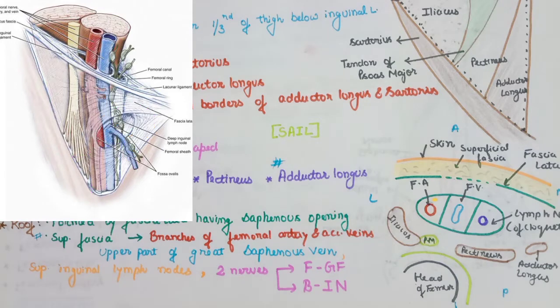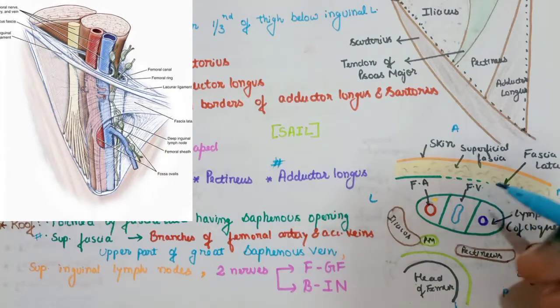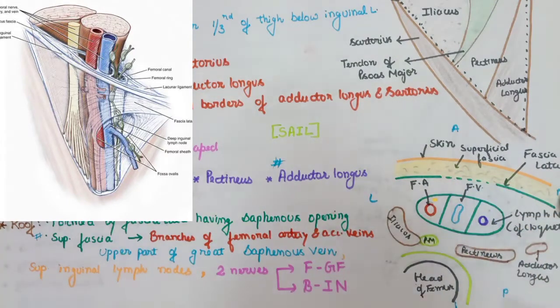The saphenous vein carries all the superficial deoxygenated blood from the toe till the saphenous opening and opens into the femoral vein. Okay, so this you must remember in the roof. Like this we have completed the boundaries. Now let's see about the contents.